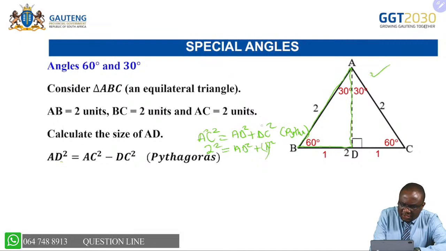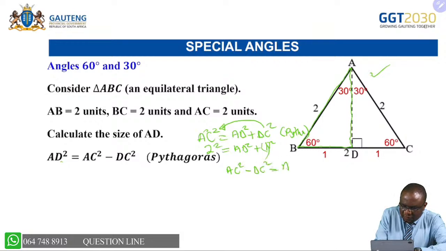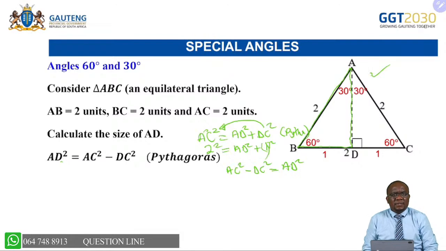What have I done? We transpose this. It becomes AC squared minus DC squared is equal to AD squared. You see that? That's the Pythagoras theorem. We want to find AD. Remember, the Pythagoras theorem does not change. You may be looking for any side which is not the hypotenuse, but it does not mean that you must change the Pythagoras theorem. It's always hypotenuse squared is equal to one side squared plus the other side squared. Don't forget that.